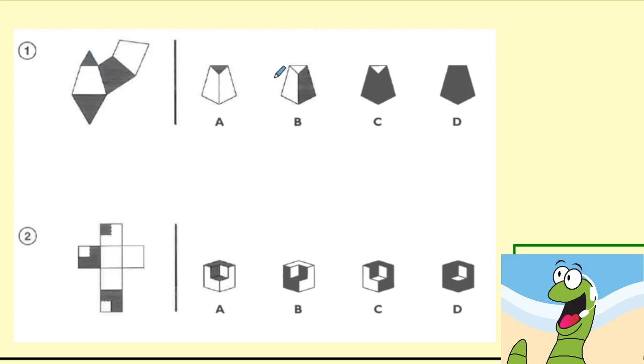So let's have a look and see what we've got. Well, the little triangle has to be coloured. It's not on B and C. So there we go, that's immediately got rid of 50% here.